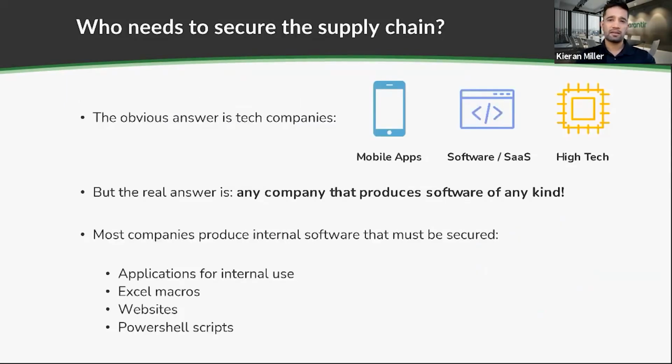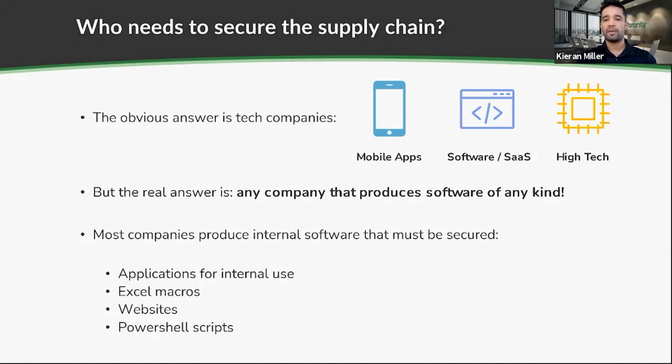So who needs to secure the supply chain? The obvious answer is the tech companies, but really it's any company that produces software, which nowadays is almost any company. Some companies produce software as the core bread and butter of what they do, whereas other ones may produce it for internal stakeholders for things like managing the servers or automating certain processes. No matter who it is, you still want to secure that process. And today we're going to talk about some guidelines on how to do that and how to really do it in a meaningful manner.